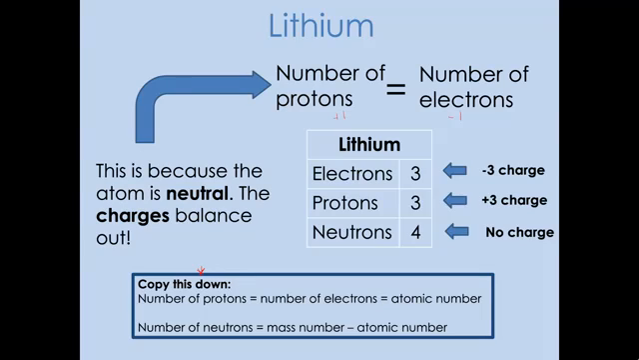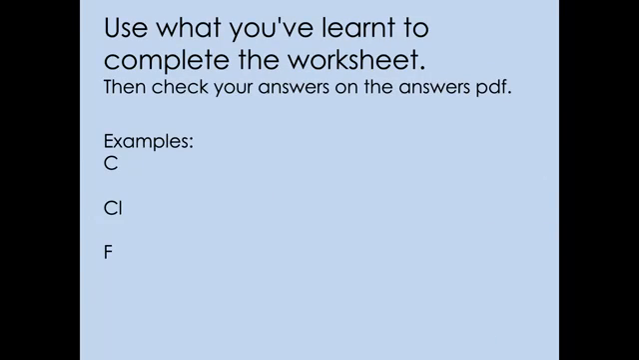So number of protons is equal to the number of electrons, which is equal to the atomic number, and the number of neutrons is the mass number minus the atomic number. So if you can just put that down. Right. So there's a worksheet on the learning platform and the answers, so you can check the answers, but I'll talk you through the first examples.